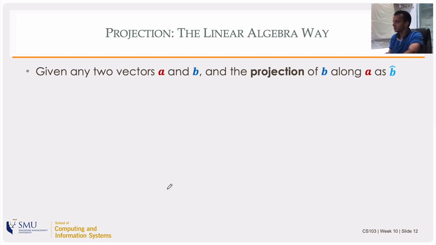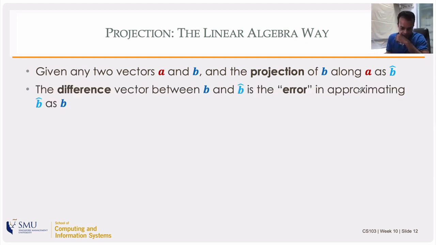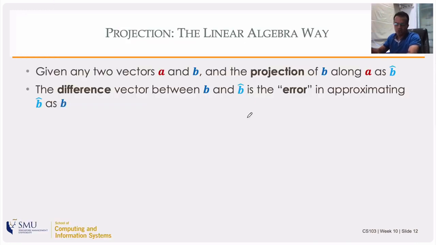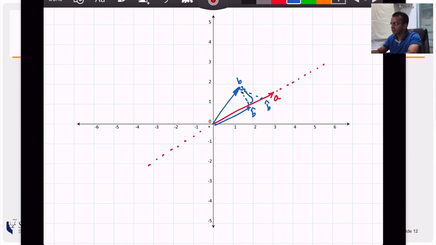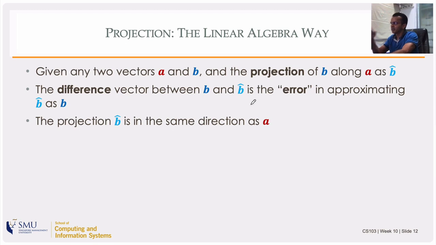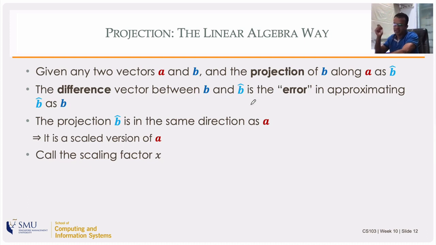So the way to think about it is this: given any two vectors A and B, the projection of B along A is B hat, and there are many vectors along A, an infinite number of vectors. We have to choose the right one. How do you choose the right one? In order to choose the right one, we define the perpendicular distance that we saw here, and choose the one with the lowest perpendicular distance. That's what we want to do. And the lowest will happen when that perpendicular vector is perpendicular to A. So the projection of B is in the same direction as A. So it's a scaled version of A. So let's call that scaling factor X.